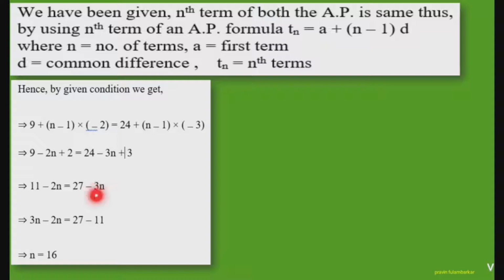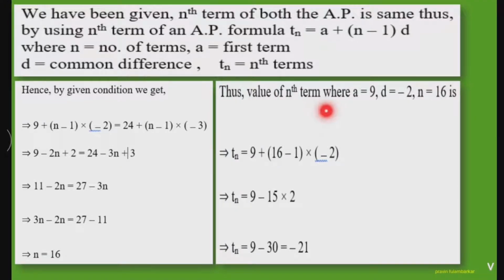Now transfer this minus 3n to left hand side, we get plus 3n. This minus 2n as it is. 11 we transfer to right hand side, we get minus 11. So 27 minus 11 we get 16, and 3n minus 2n we get n. So in this way we get n equals 16.